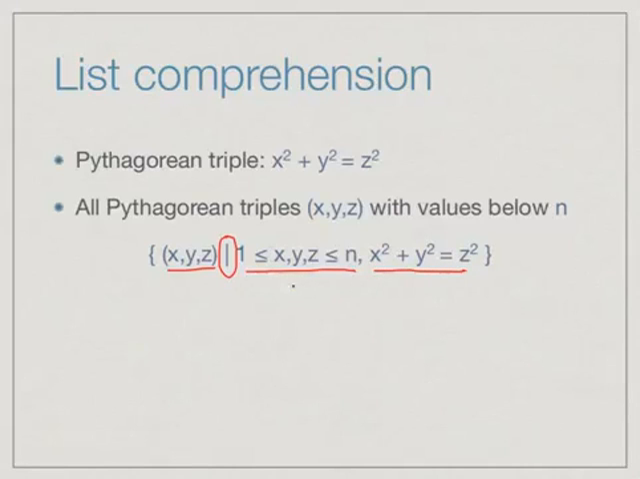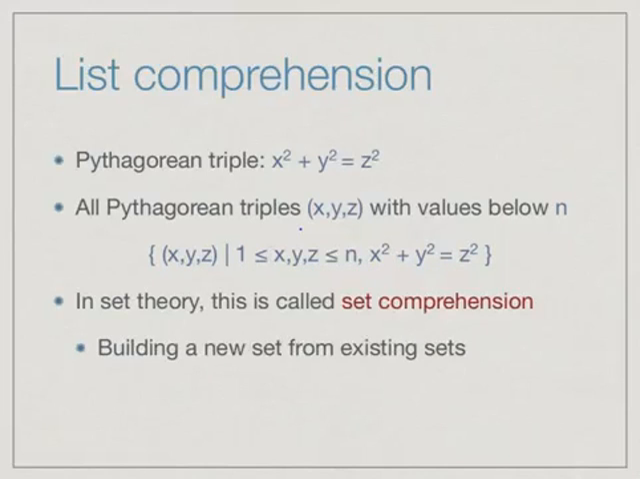So this is, in some sense, where we get the values from. This is an existing set. We have x ranging from 1 to n, y ranging from 1 to n, z ranging from 1 to n. And we put together all possible combinations. Then we take out those combinations which satisfy a given property, x squared plus y squared equals z squared. And those are the ones that we extract out. So in set theory, this is called set comprehension. This is a way of building a new set by applying some conditional things to an old set.